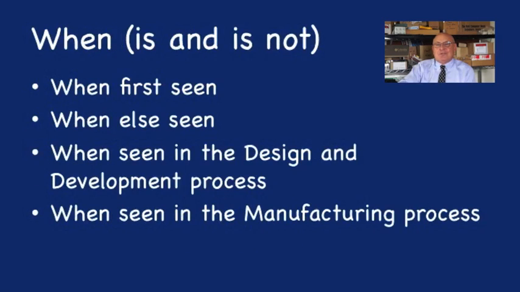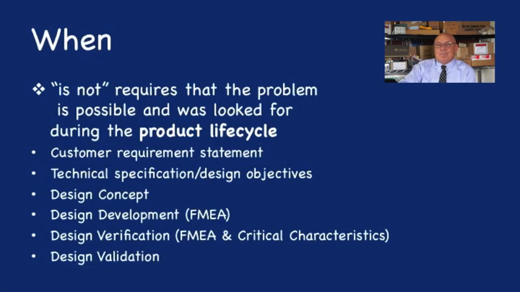So when you're looking at the step of when, this best illustrates where an effective management system helps solve the problem faster and better. When was it first seen? When else was it seen? When wasn't it seen? Where was it seen in the design and development process? When was it seen in the manufacturing process? And these are some of the parts of the product realization life cycle that you might want to look at.